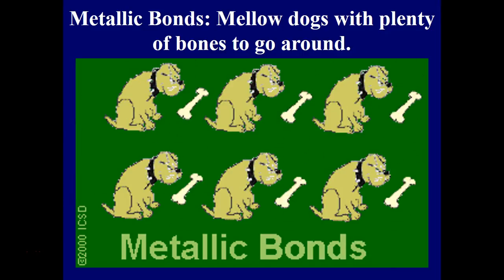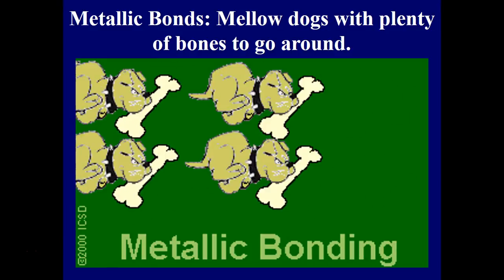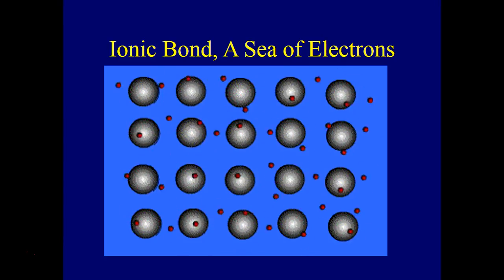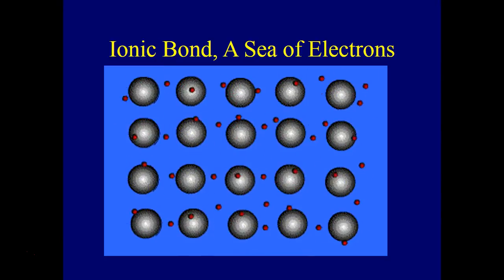Metallic bonds are kind of like the nuclei all sharing the same electrons. There's enough to go around for everybody, and nobody's fighting. Kind of makes one giant electron cloud around these atoms.